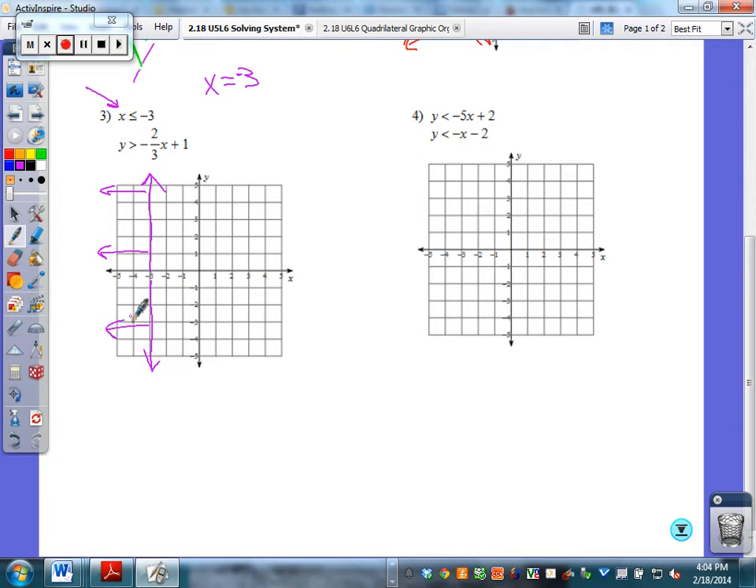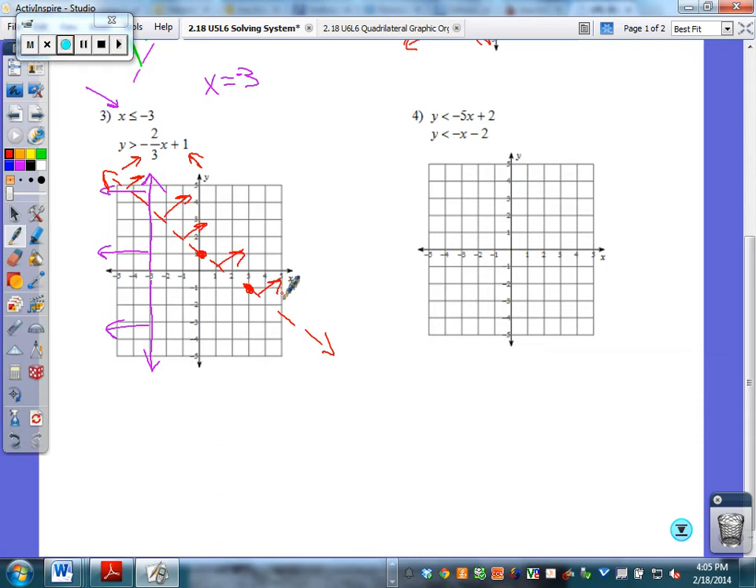For my next one, my y-intercept here is +1, so this is where I start from. My slope is -2 over 3, so I go down 2 over 3. It's a strict inequality, so we have a dotted line. And because it is greater than, we shade above this line.